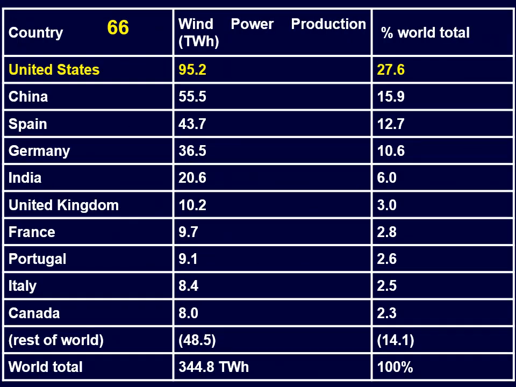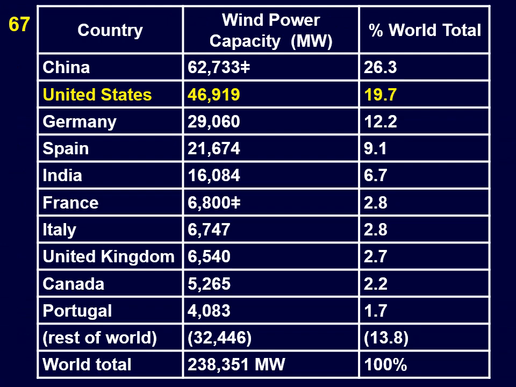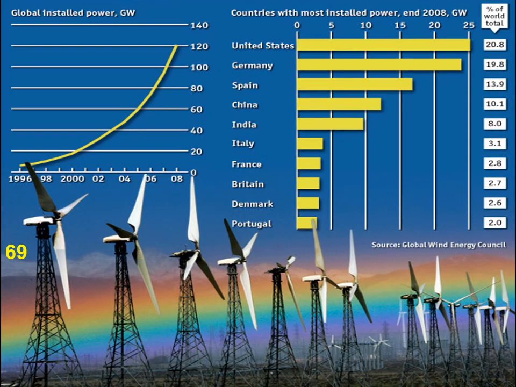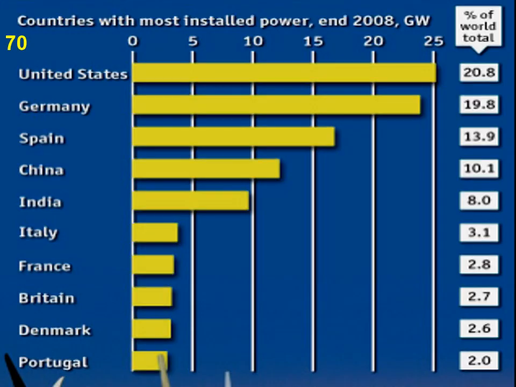These are the top 10 countries by wind power electricity production, 2010 totals. Top 10 countries by wind power capacity by the end of 2011. These are the top 13 countries by wind power electricity production, 2010 totals. This is a graph of the worldwide wind energy capacity. This is a graph of the worldwide installed wind energy production.